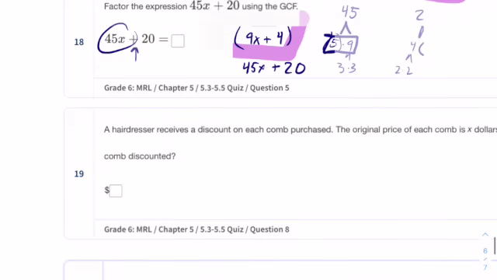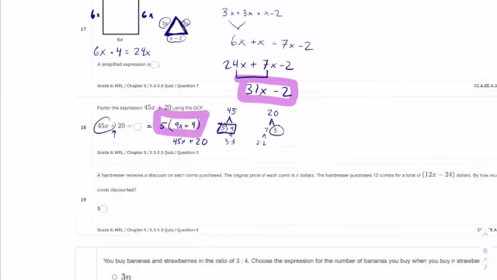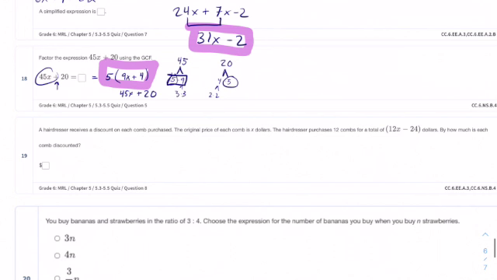A hairdresser receives a discount on each comb purchased. The original price of each comb is x dollars. The hairdresser purchases 12 combs for a total of this here. By how much is each comb discounted?